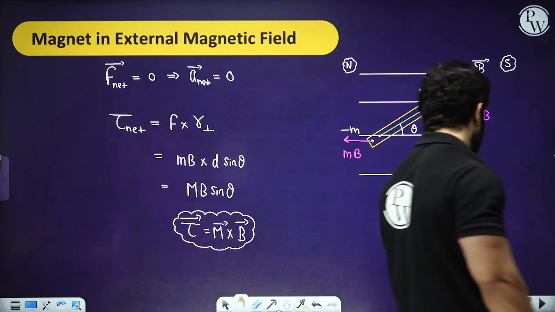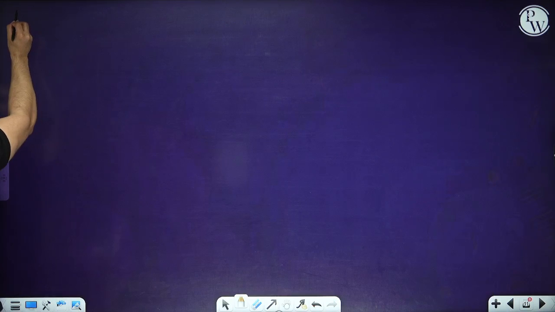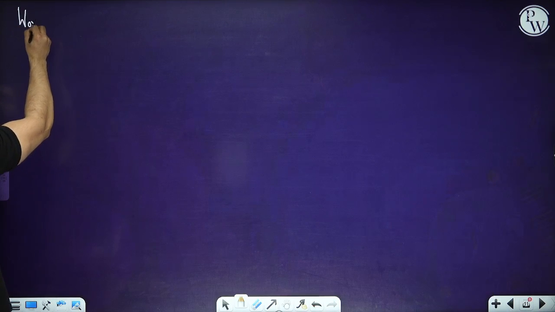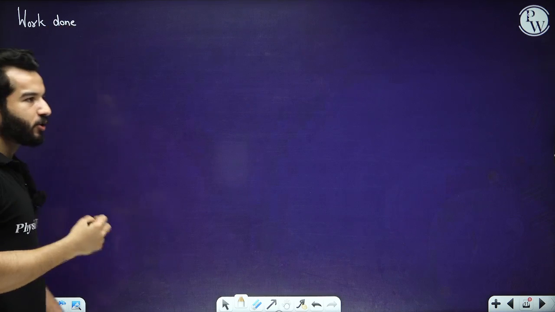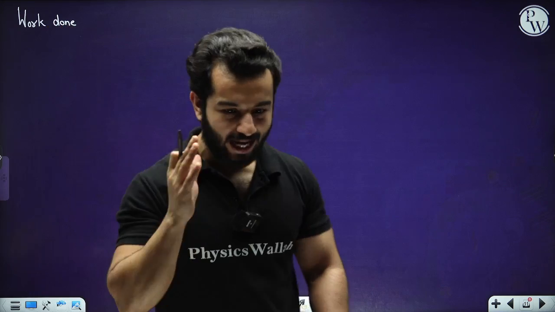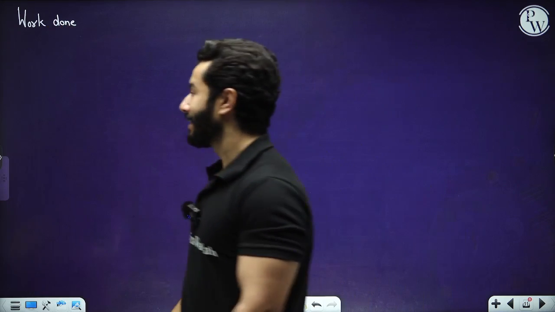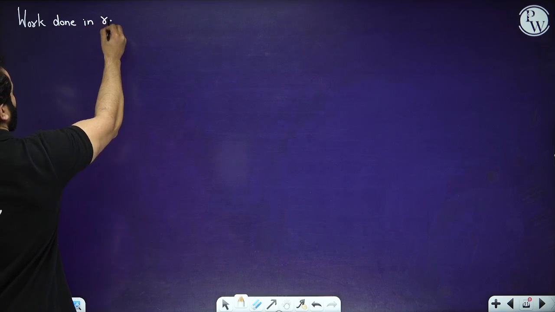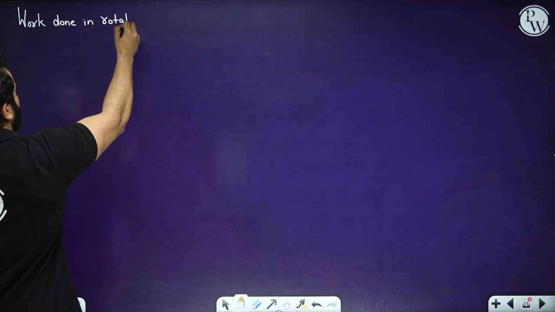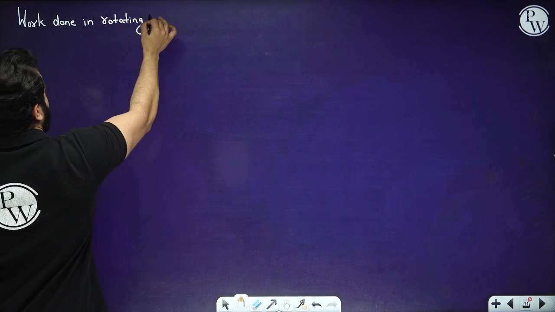Now if someone asks what is going to be the work done in rotating this dipole? By the way, what that magnetic field is trying to do is align the magnetic dipole along its length, along its direction. So, work done in rotating a bar magnet.